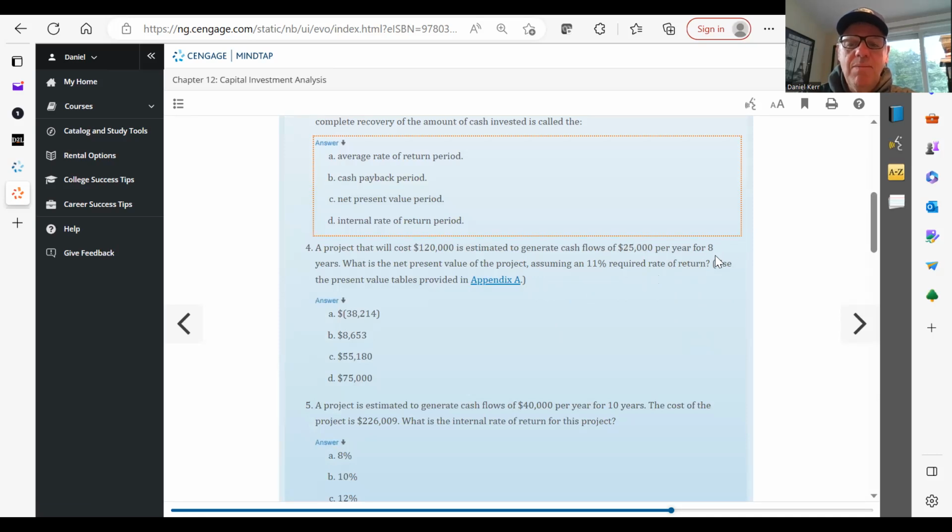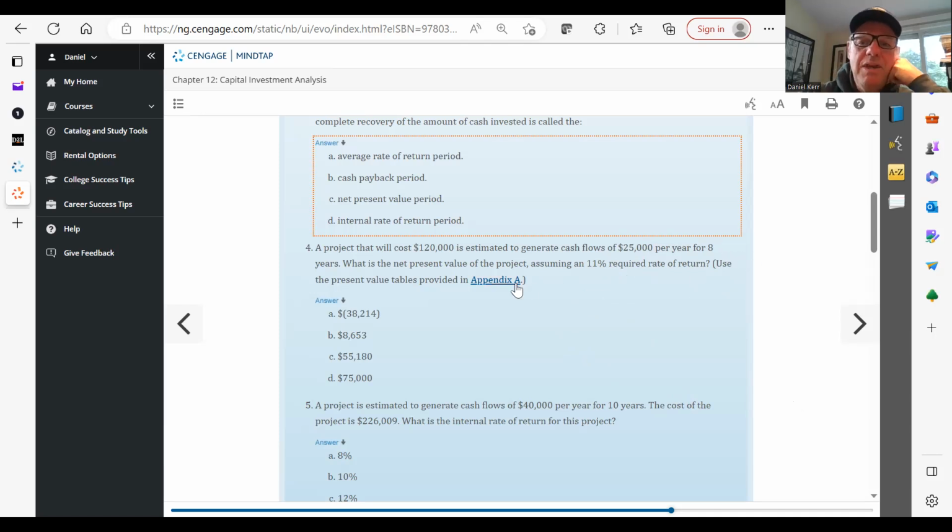If you have payments of the same amount for 8 years, that's the present value of an annuity. So we're going to use Appendix A to get the present value of $25,000 that's going to be received over 8 years, discounted at the rate of 11%. So you get the present value of the future cash flows. From that, you have to subtract the cost of the project, which they told us was 120,000, and that will give us the net present value, which could be either positive or negative. So what you have to do here is get the present value of the future cash flows. It's 25,000 a year, 8 years at 11%.